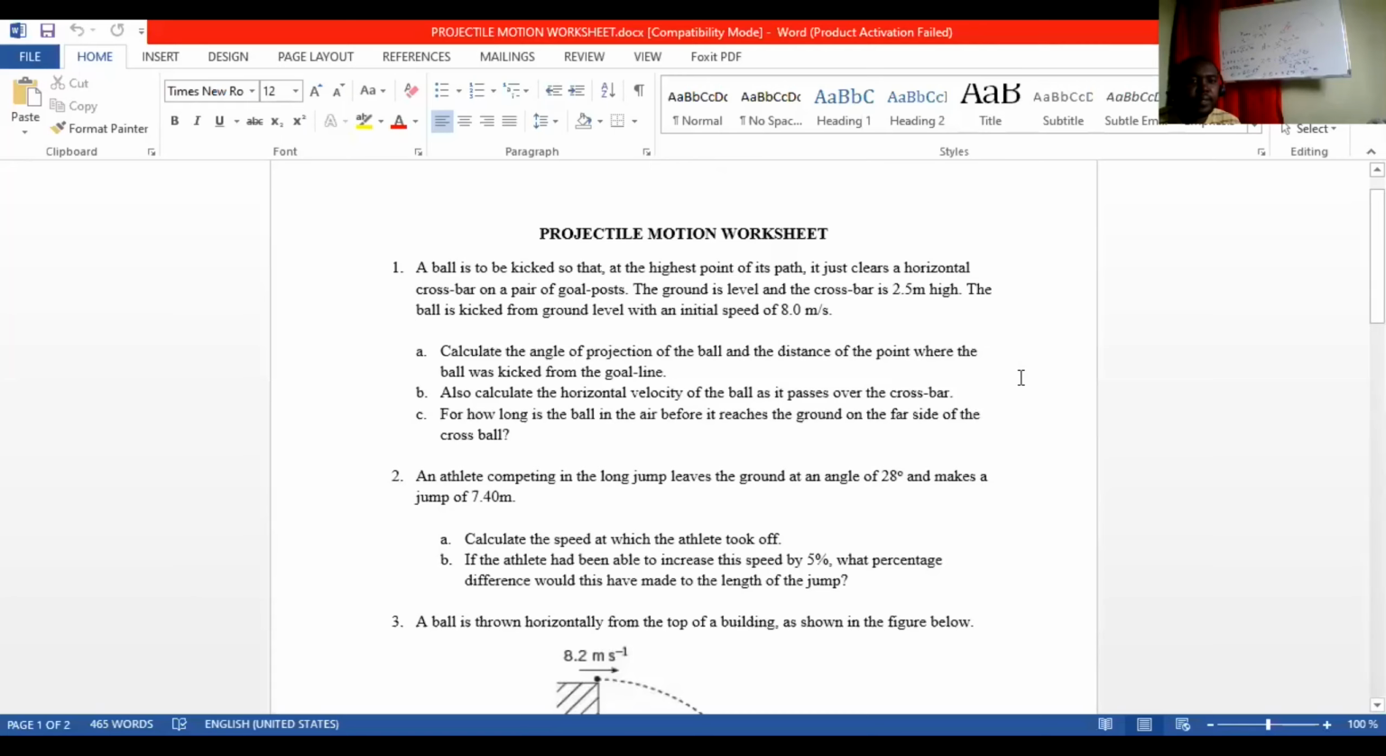Yes, sir. All right, so that's the angle of projection, and then the next part says the distance of the point where the ball was kicked from the goal line. So what we're asked to find is that this here is where the goal line is at their maximum height. So we're asked to find this value x, right? So in that case, we can use our range equation.